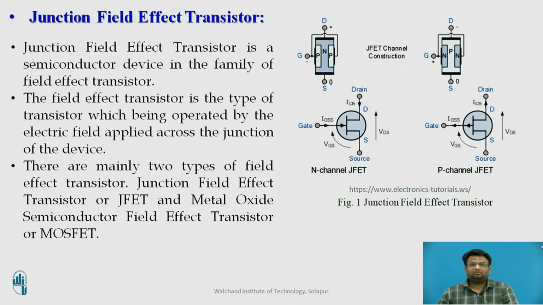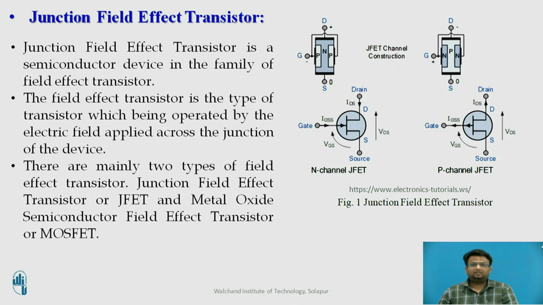Here is shown the symbol and the construction of junction field effect transistor. So this is the n channel junction field effect transistor because the channel is made up of the n type of semiconductor, and this is the p channel junction field effect transistor because the channel is made up of the p type of semiconductor material.